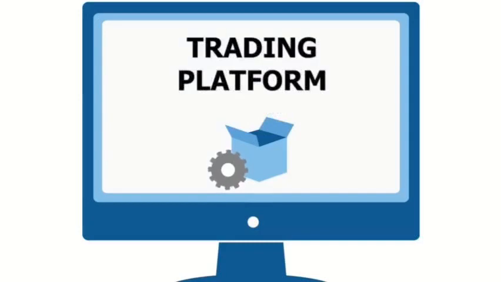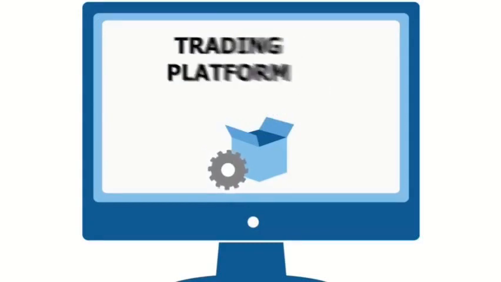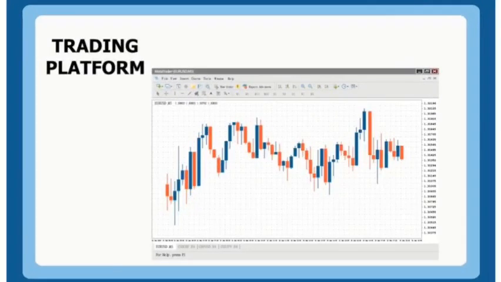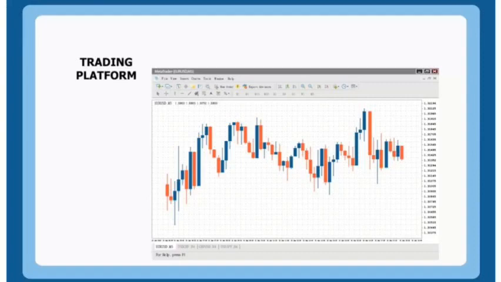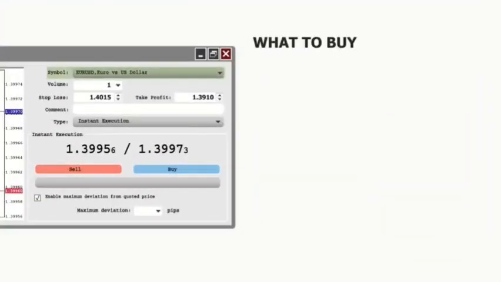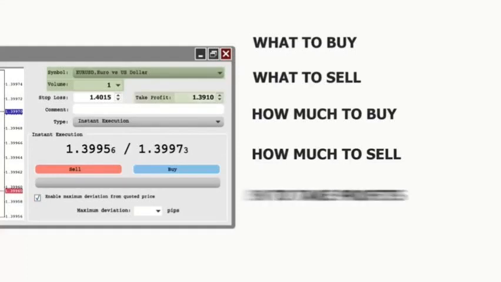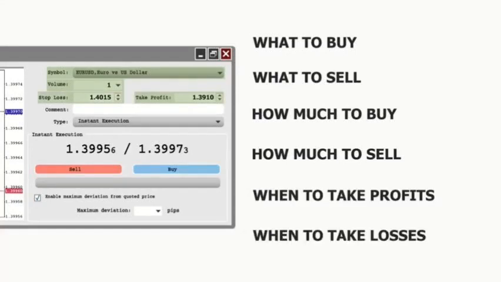First of all, let's introduce you to the trading platform. The trading platform is a piece of software installed on your computer, and it is effectively your command center. You will trade using this software by using it to tell your broker what you want to buy or sell, how much you want to buy and sell, when to take your profit if the trade goes well, when to take your loss if the trade does not go well.